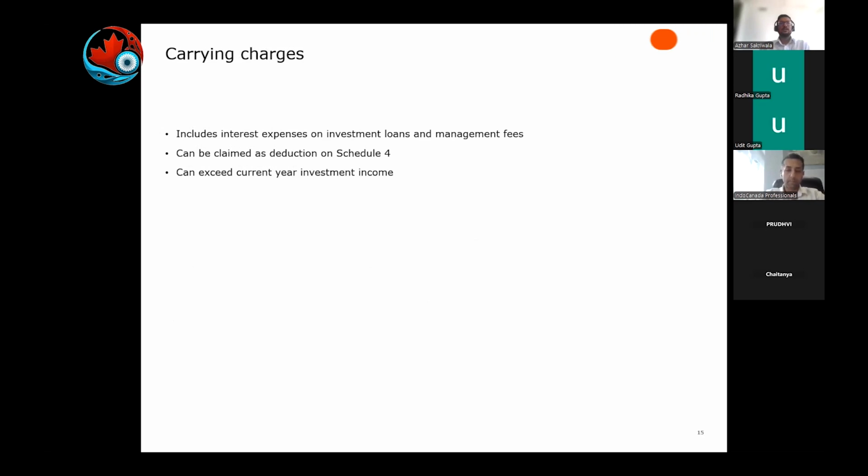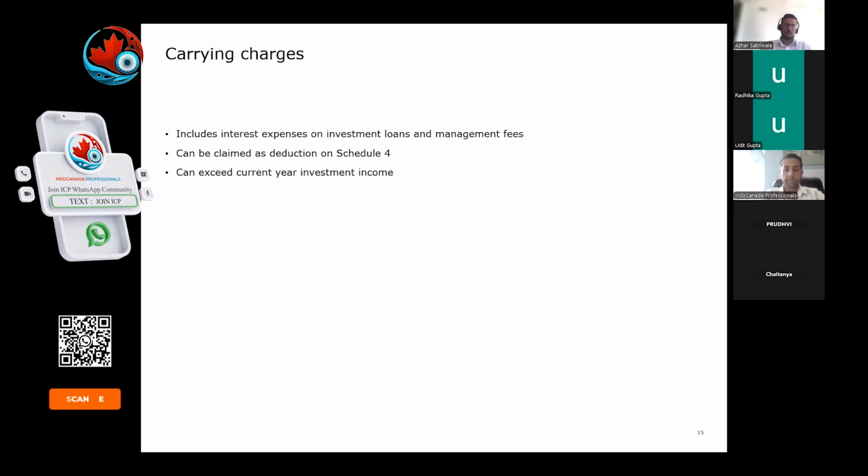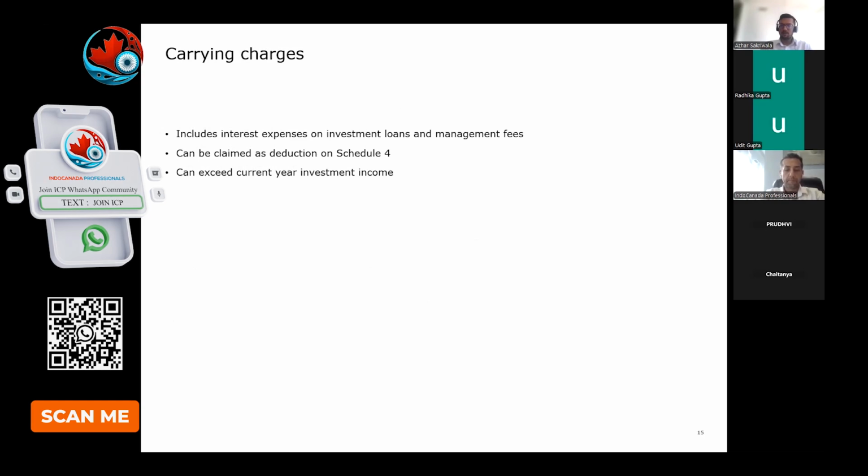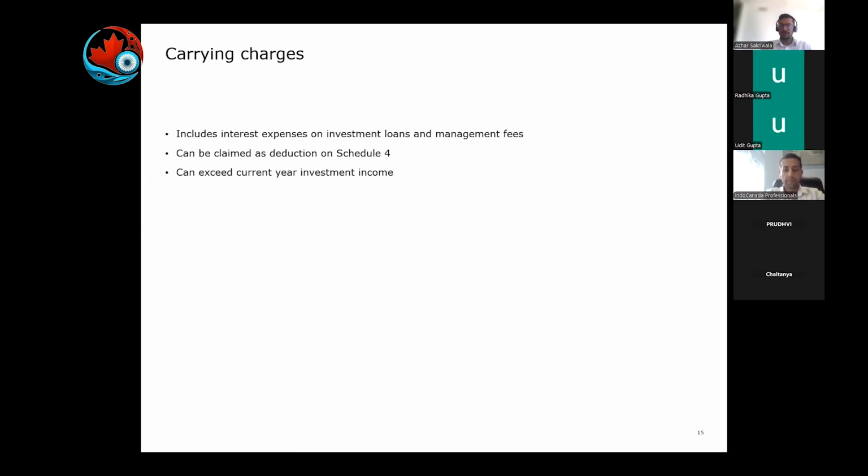Against your interest income, you're allowed to claim deductions for management fees and investment loans. So let's say you've taken a particular investment loan to earn investment income, then you're allowed to claim deduction of that loan interest against that income. Similarly, if you have appointed an asset manager or financial planner to manage your investments, and they charge some management fees, you are allowed to claim deductions in Schedule 4 as part of your tax return.